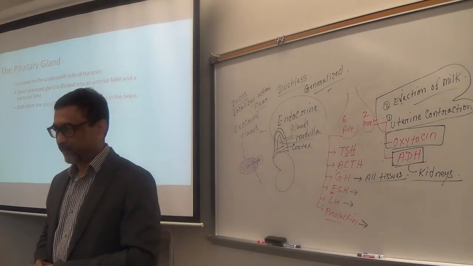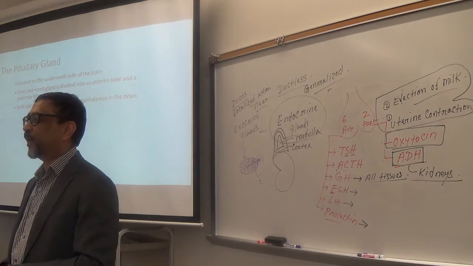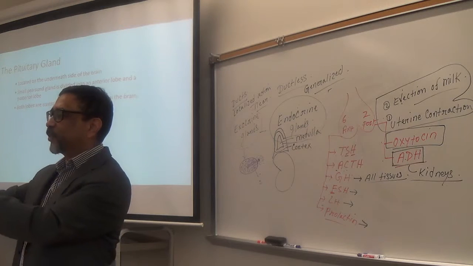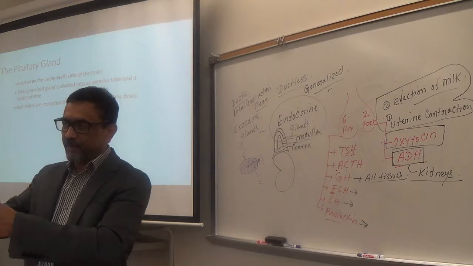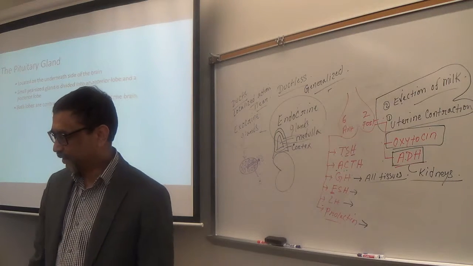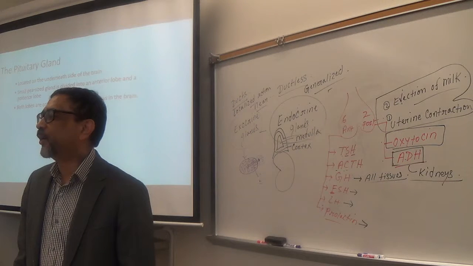Antidiuretic hormone. Another name is vasopressin, because this hormone also works on blood vessels and causes vasoconstriction, presses the blood vessels. Make sense? Vasopressin. Now you tell me, antidiuretic hormone.